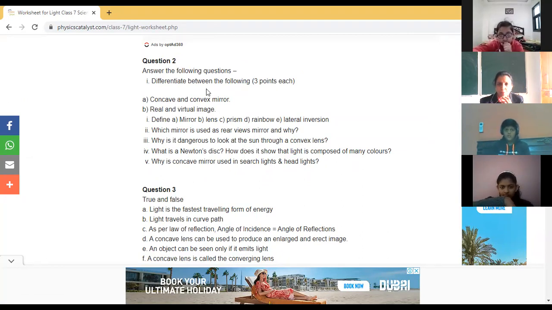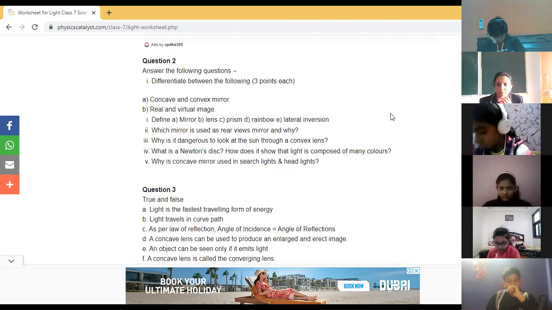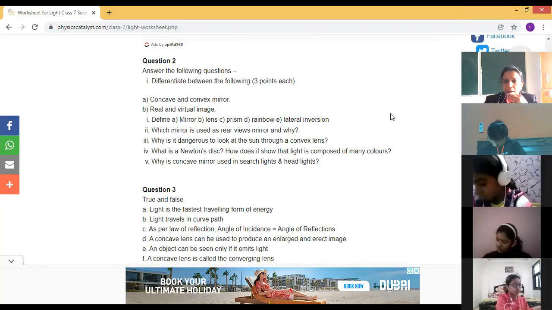Next, question number 2: differentiate between the following, 3 points each. Concave and convex mirrors. Yesterday I told you to draw the diagrams of these mirrors also. Who will give me the differentiation between these two? Children, whenever you attempt questions on mirrors and lenses, kindly first of all read carefully what has been asked. Lavish?